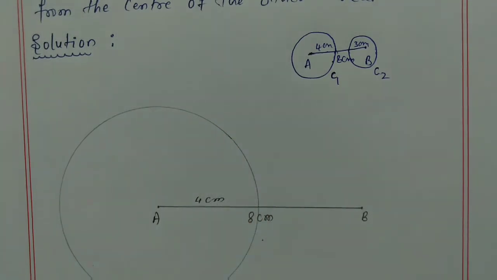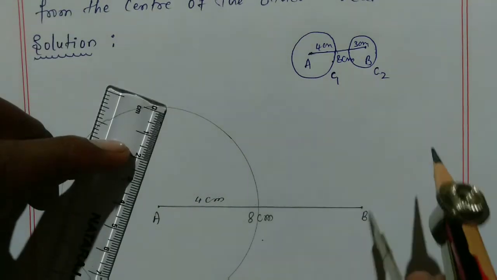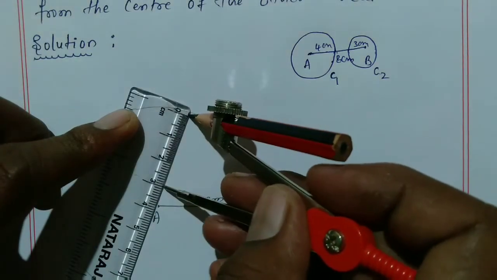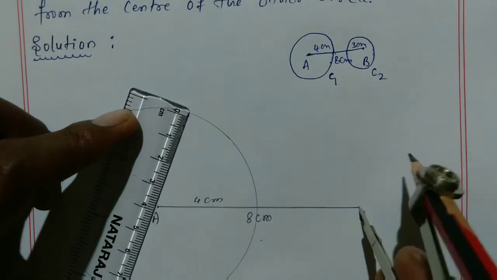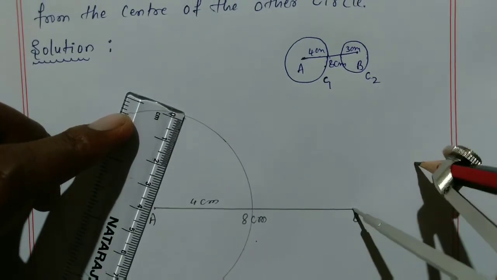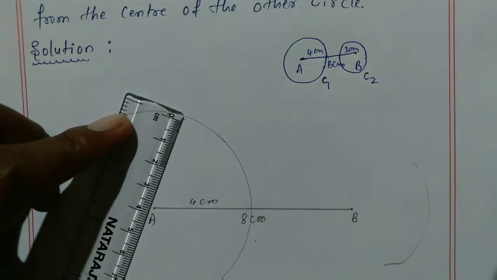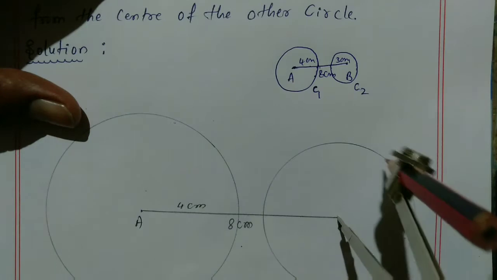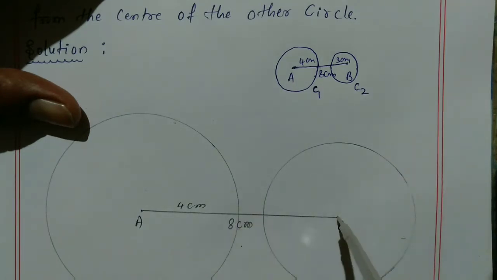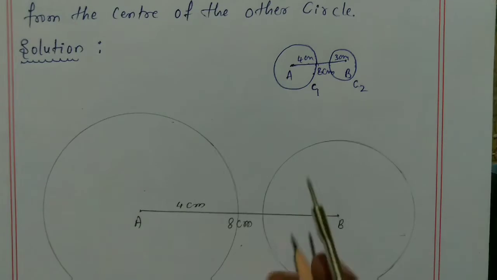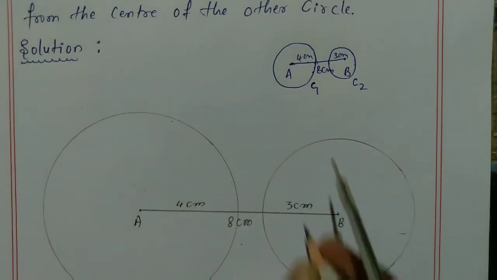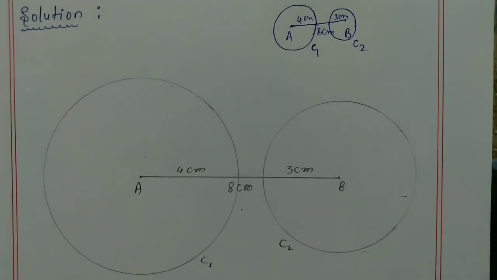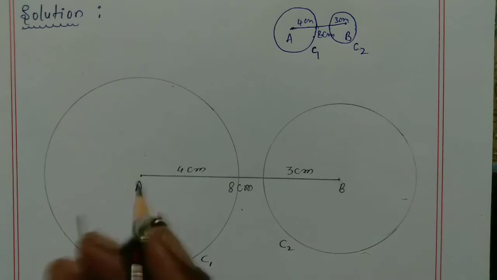Radius is 4 centimeter. Next, taking B as center, you can draw a C2 circle of radius 3 centimeter. With the help of compass, you can take 3 centimeter radius and draw the C2 circle. This is 3 centimeter. And you can call this one the C2 circle. C1 and C2 circles.